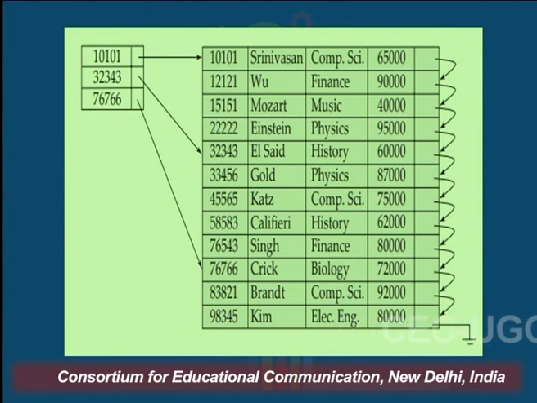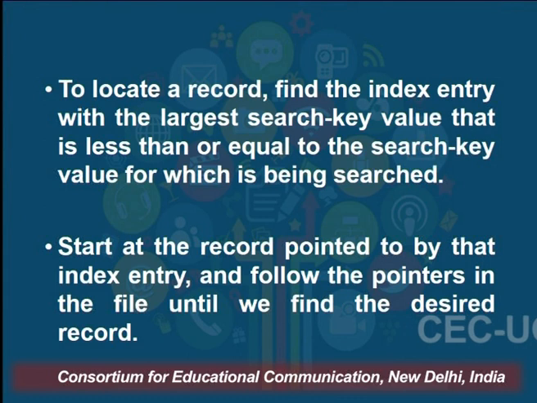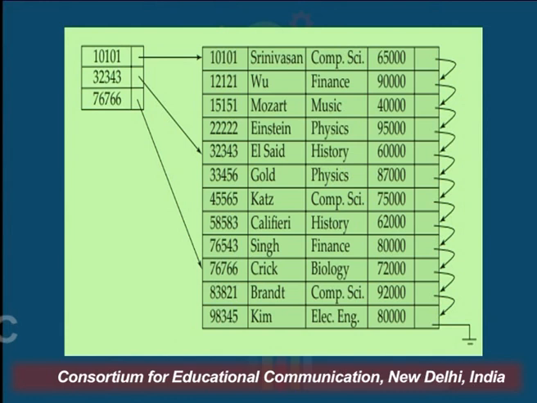In this way, first we will be finding the index entry with the largest search key value that is less than or equal to the search key. So if we are looking for the search key 76543, the entry in the index less than or equal to it is 32343. Following the pointer of 32343, and then following the pointers stored in your actual relation, we will ultimately land on 76543.